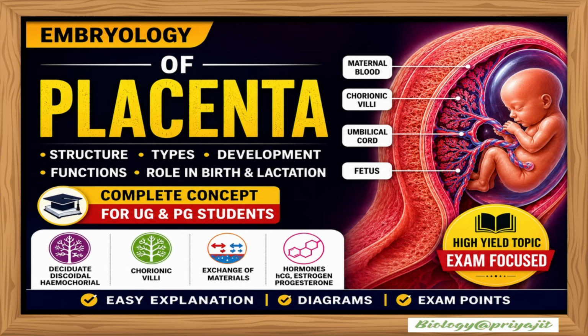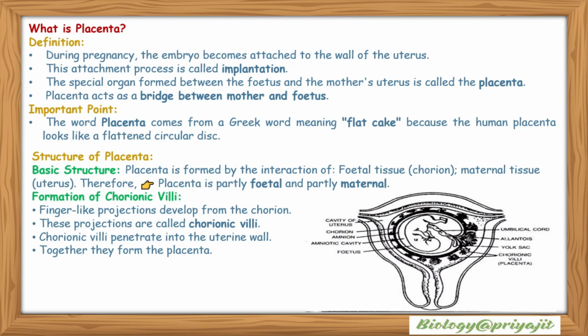So let's begin. What is placenta? Definition: during pregnancy the embryo becomes attached to the wall of the uterus. This attachment process is called implantation. The special organ formed between the fetus and the mother's uterus is called the placenta. Placenta acts as a bridge between mother and fetus. The word placenta comes from a Greek word meaning flat cake because the human placenta looks like a flattened circular disc.